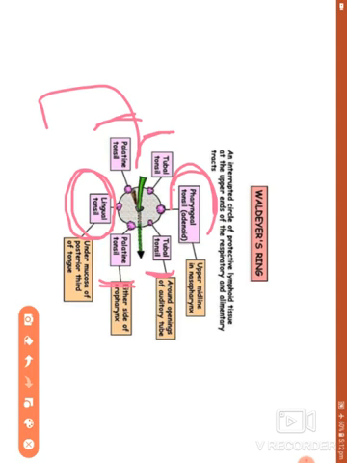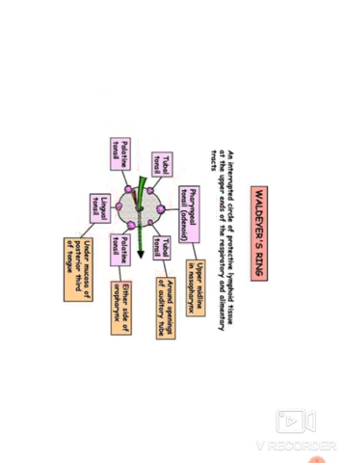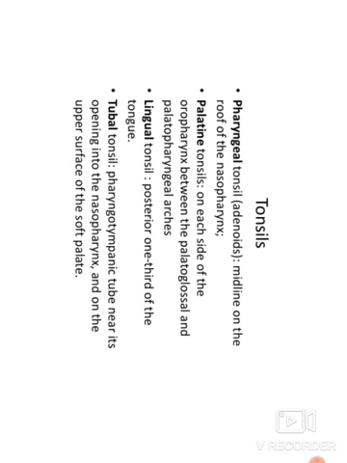So that's about the Waldeyer's ring and the tonsils. They are a collection of lymphoid tissue. You can see them in the subepithelial layer of the mucosa of the nasopharynx and oropharynx: the pharyngeal, palatine, lingual, and tubal tonsils.